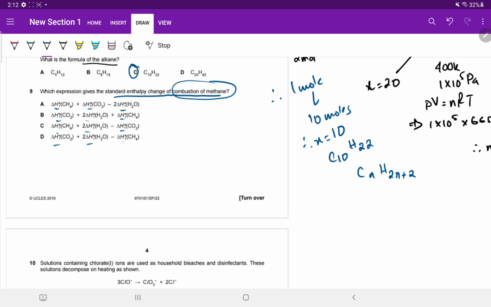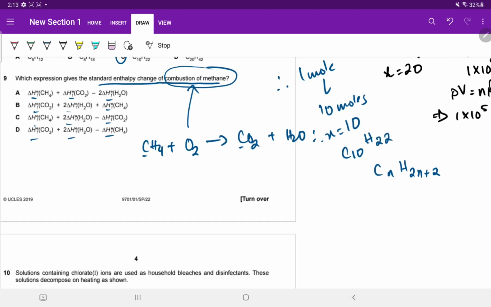Everywhere they have given us formation, so we have to work with formation in this question basically. Now, at first let's write down the equation for the combustion of methane. Methane is CH4. Combustion is basically reacting with oxygen to form carbon dioxide and water. So 1 mole carbon, 2 hydrogen, so it shall be 2 over here. Over here we have got 2 oxygen and 2, that means 4 oxygen, so 2.